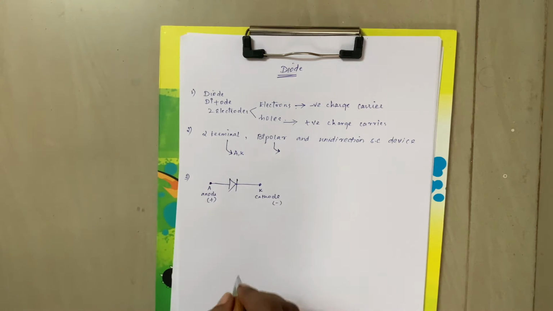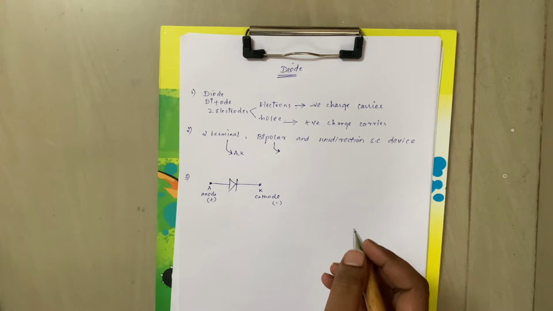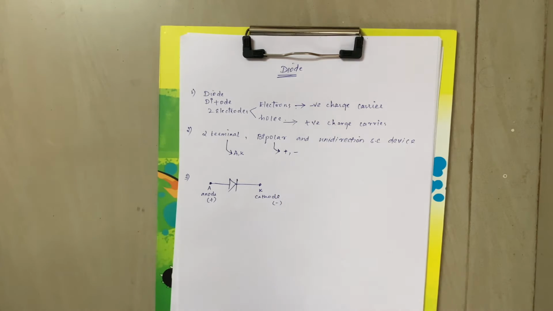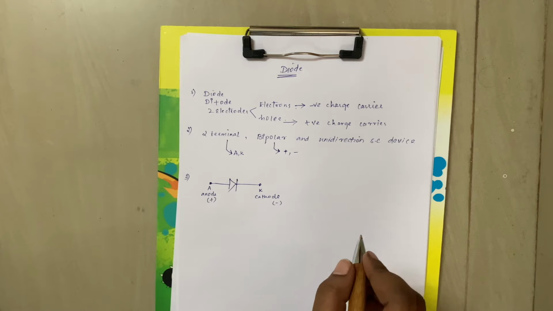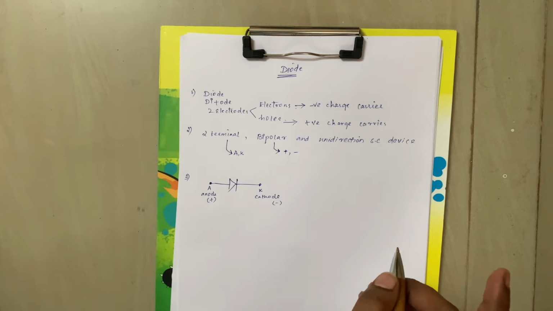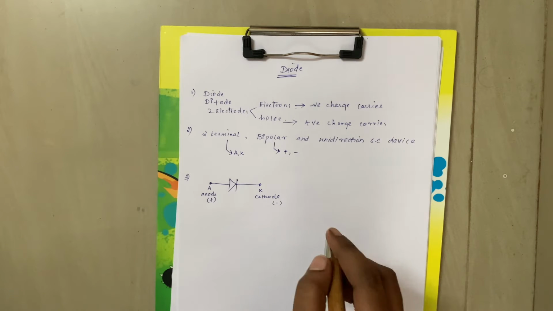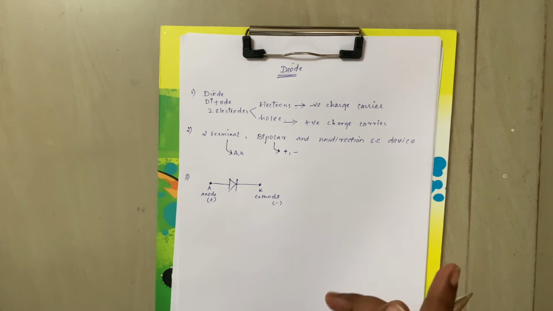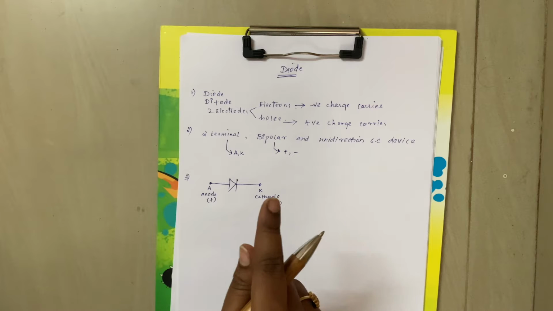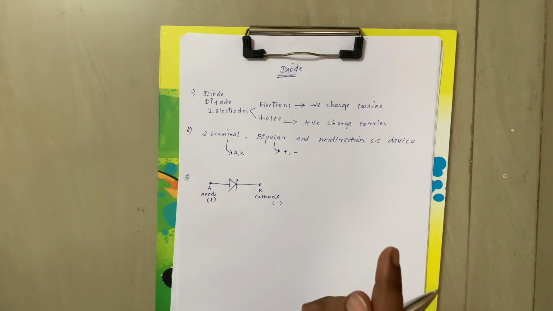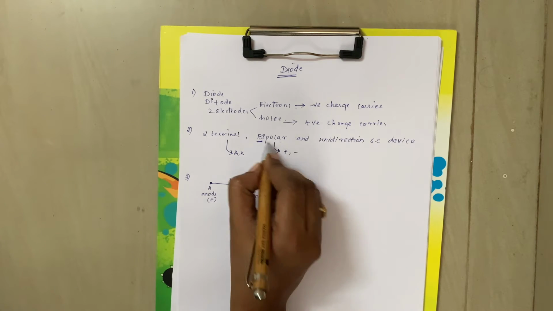What is bipolar? If any device conducts current due to both electrons and holes, then it is called a bipolar device. If any device conducts current only because of either electrons or holes, not both, then it is said to be unipolar. Here in a diode, current flows due to both electrons and holes. That's why it is called bipolar.